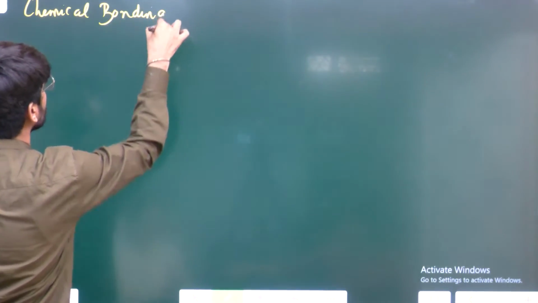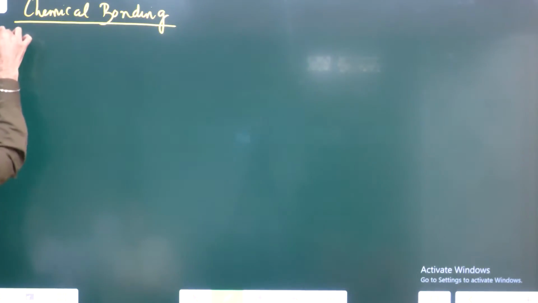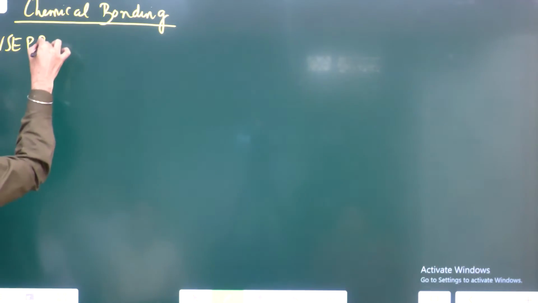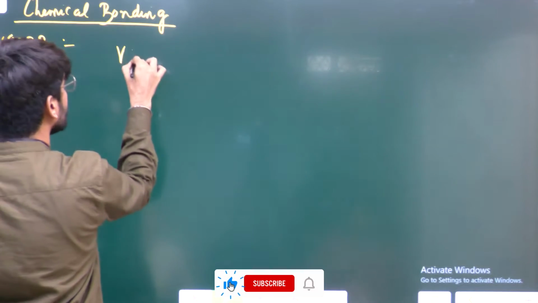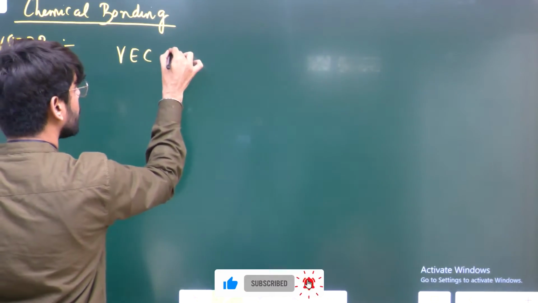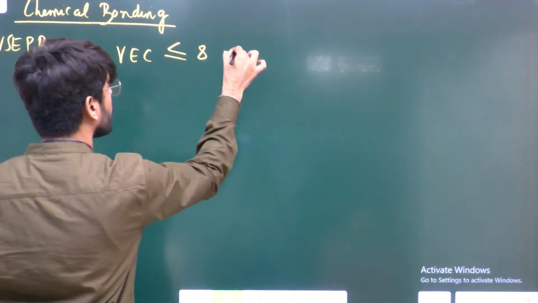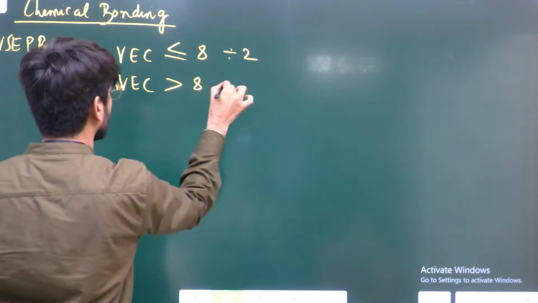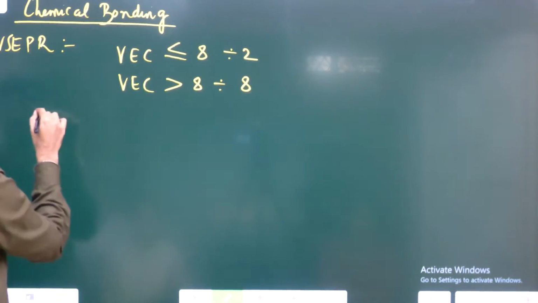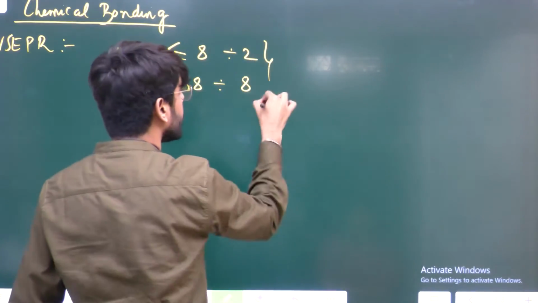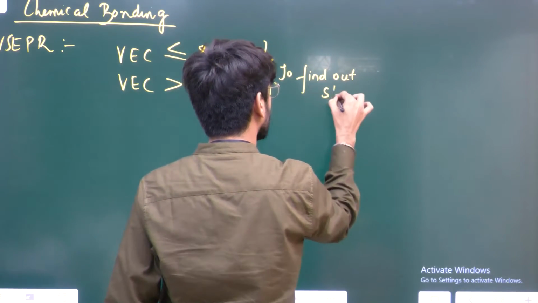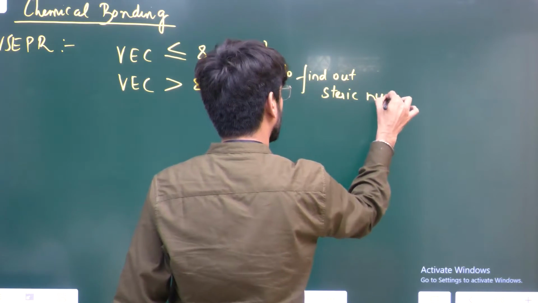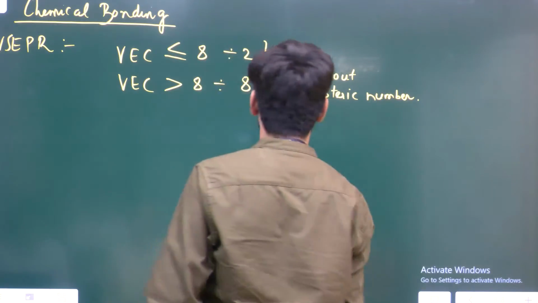So we were doing the VSEPR theory, right? Yes sir. A quick revision, a quick recapitulation of what we have discussed in the last class. I said find out the valence electron count. If it is less than or equal to 8, you need to divide it by 2. And if it is greater than 8, divide it by 8. And why? To find out the steric number.